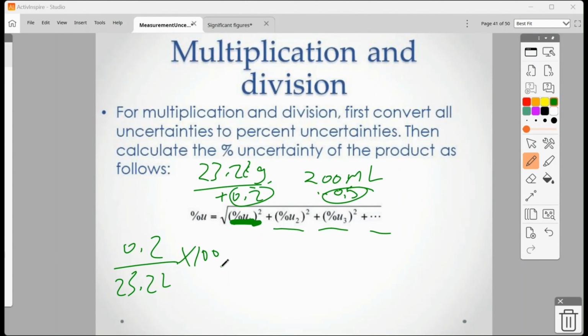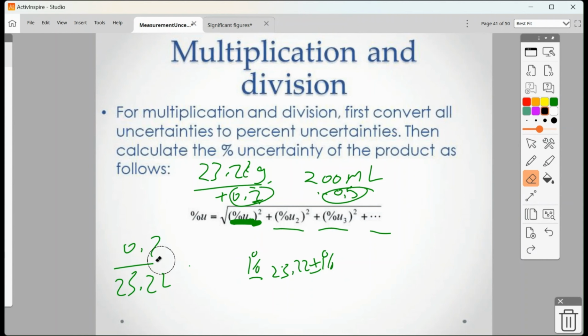Answer is 0.083. Okay, so I should have only one significant figure. I can round this to 1 percent. Okay, so the answer is what? For this one, 23.22 plus or minus 1%.